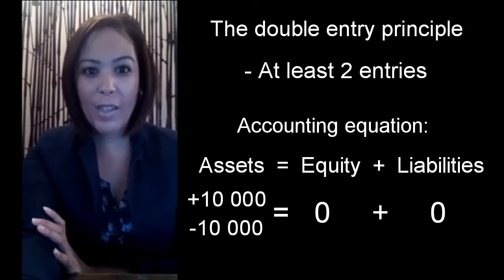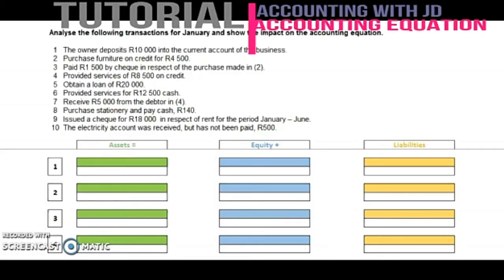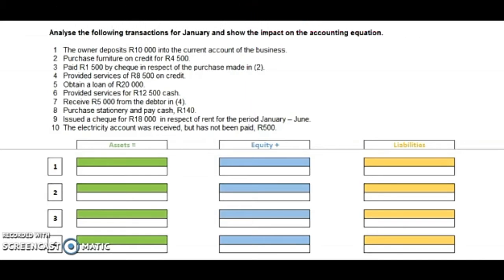Let's look at a few more examples. The first entry states that the owner contributes 10,000 Rand to the business. When the owner contributes resources to the business, there's an increase in equity in the form of capital. Equity thus increases by 10,000 Rand. There's also an increase in assets as money is flowing into the business. Whatever the owner contributes will be impacted. If it was equipment, then we'd record it to the equipment account instead of the bank account.